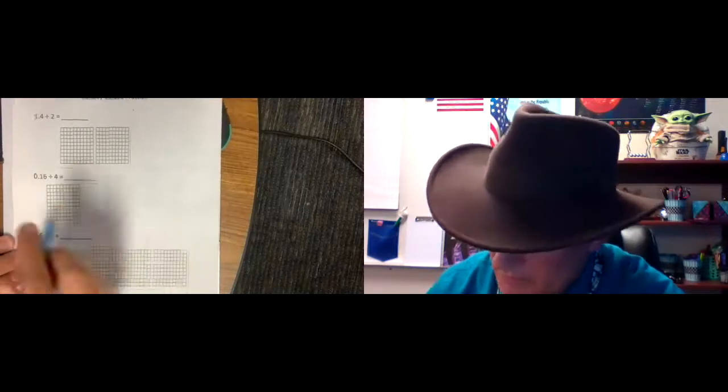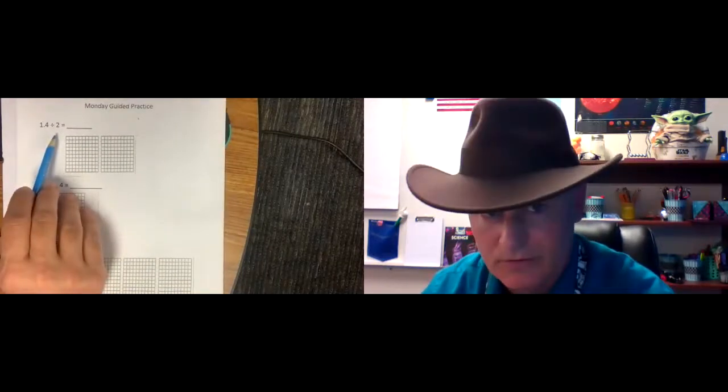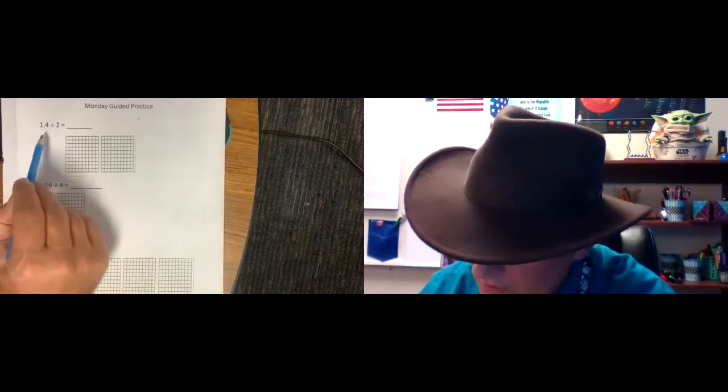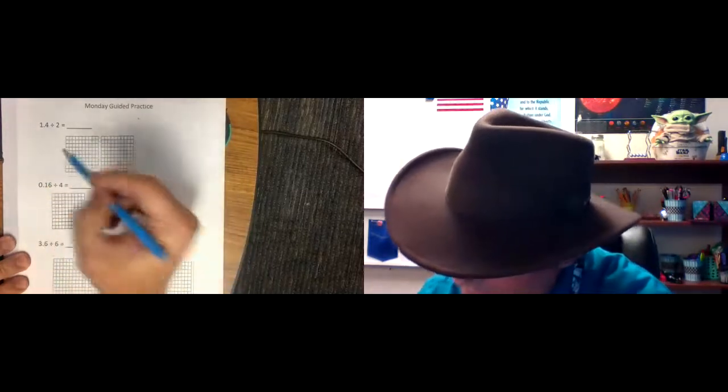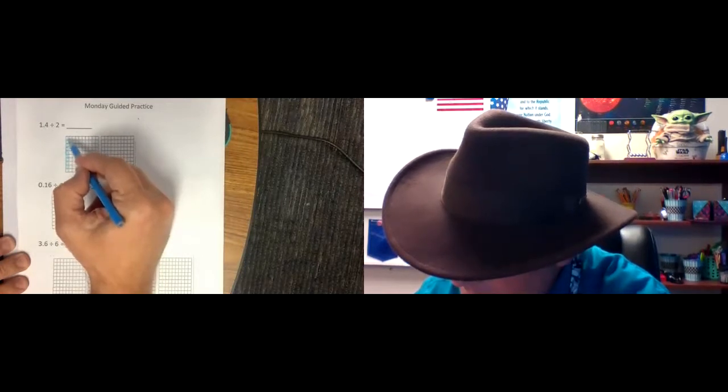So here we go. First we have 1 4/10 divided by 2. So the first thing I need to do is shade 1 4/10. We have hundredths grids here. I will need to go ahead and shade one whole grid. That's going to be our 1.